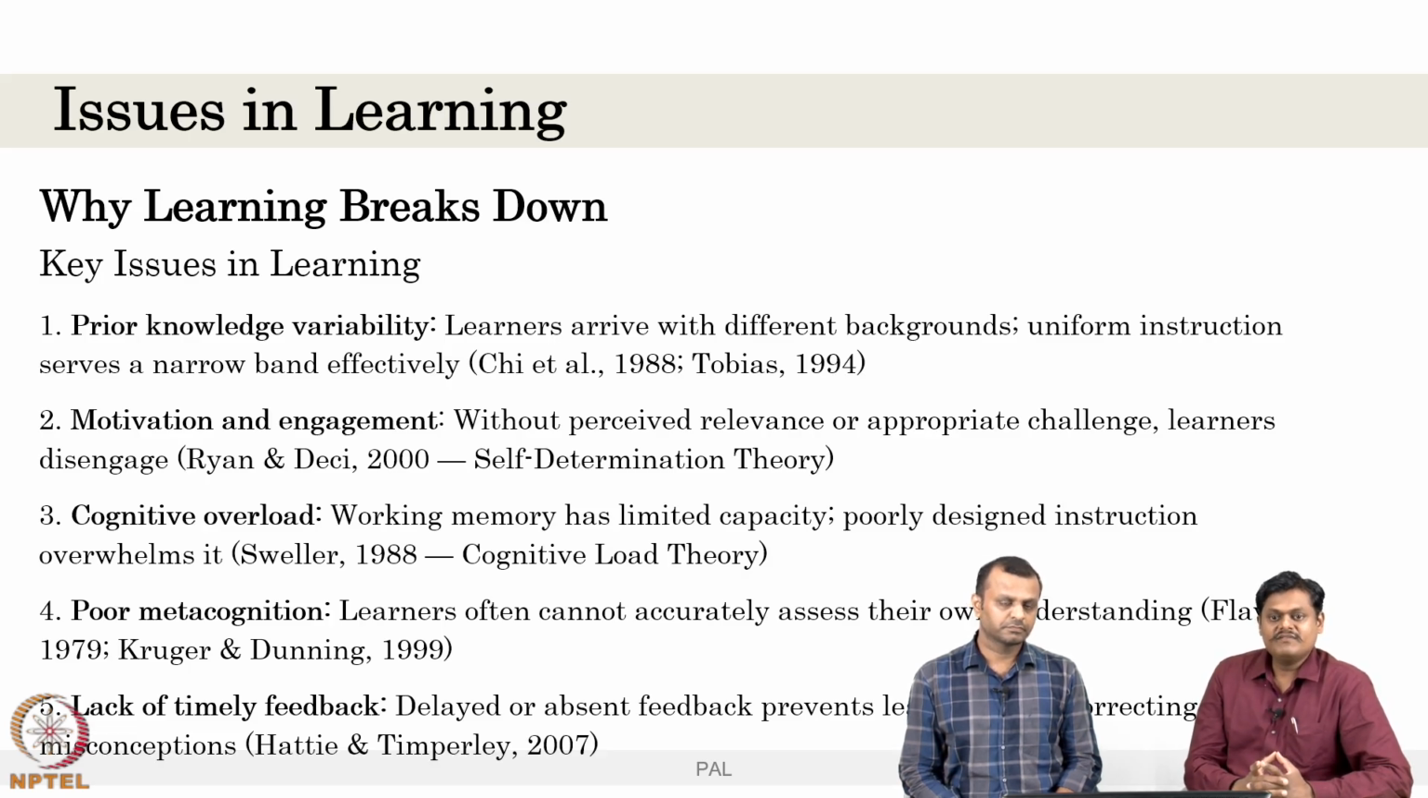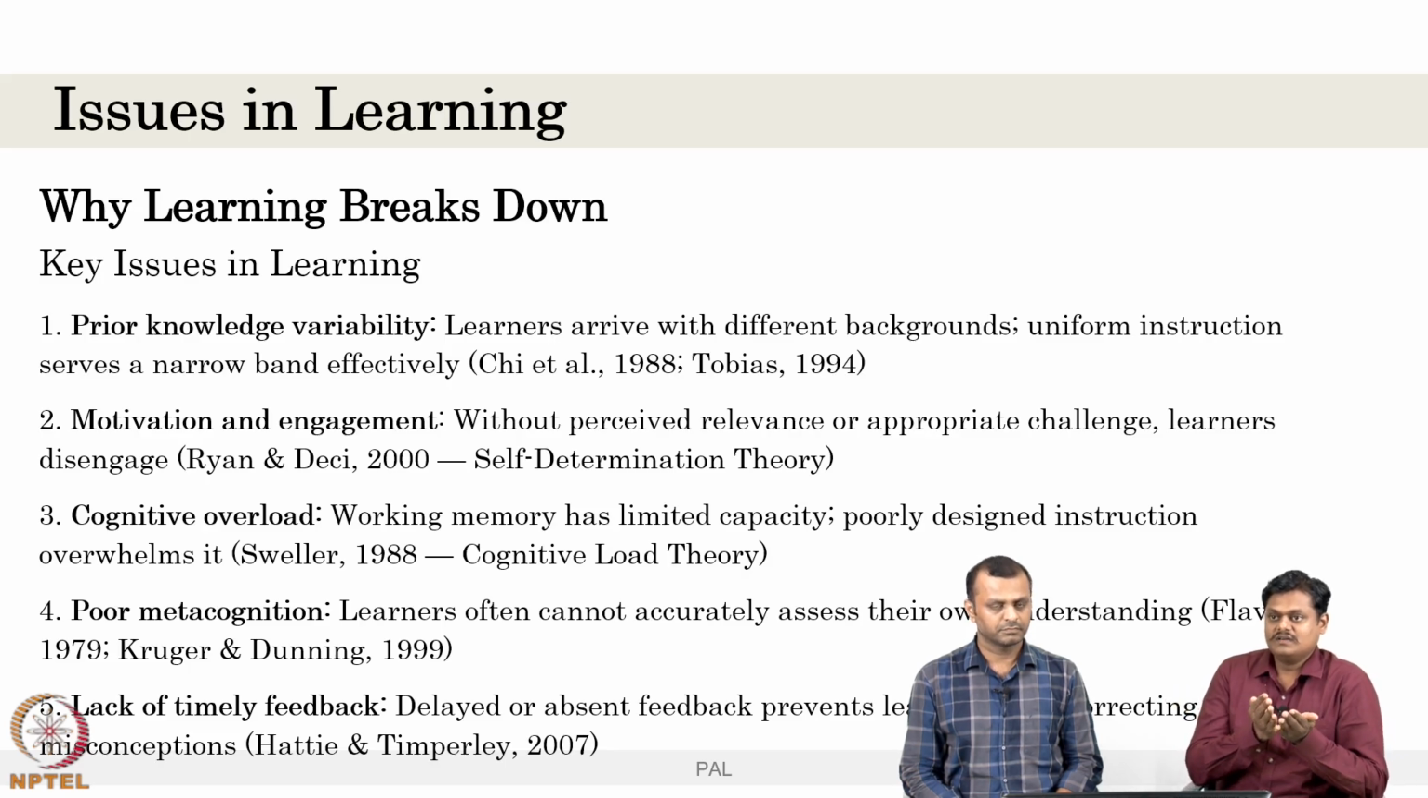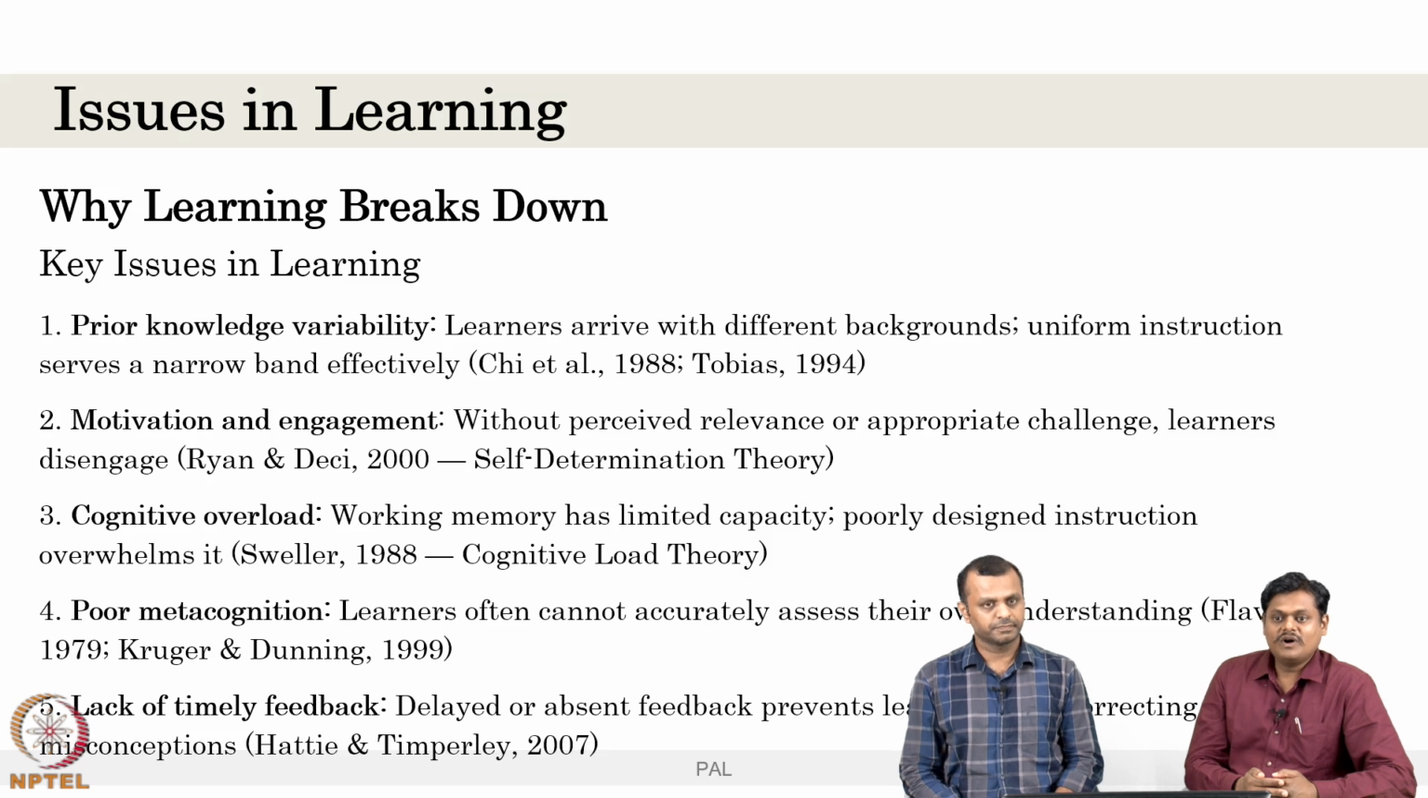Learners arrive with different backgrounds. Background can be social, socio-historic and economic background, educational background, language background, or the opportunities they have got in the learning setting and the social setting. It is a very diverse spectrum of components. So uniform instruction, which adds to the prior knowledge variability, effectively serves only a narrow band. It is given in the literature.